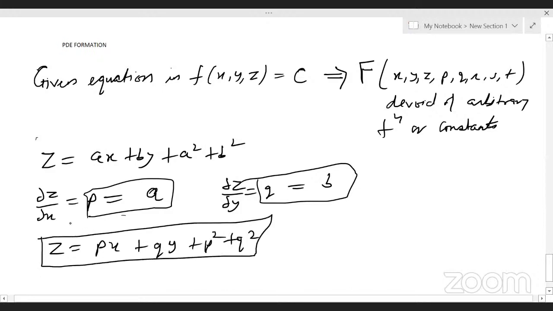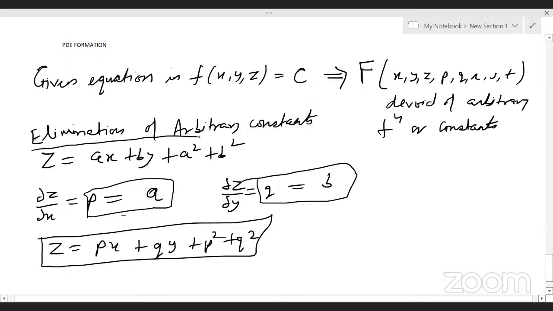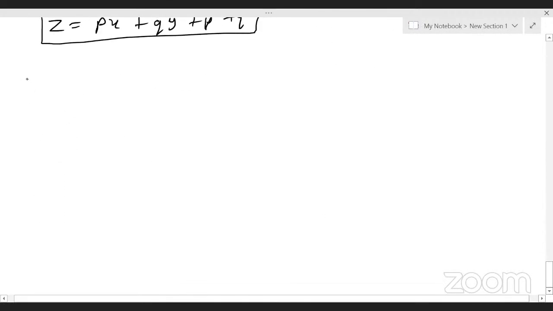So this was a very easy question. And this method is called elimination of arbitrary constants. What is an arbitrary constant? An arbitrary constant means a constant whose value we can change. Here in ax and by, if you keep changing the values of a and b, you will get different equations of planes. Where p is del z by del x, and q is del z by del y. So let's see the notations first, then we will move forward to the methods.